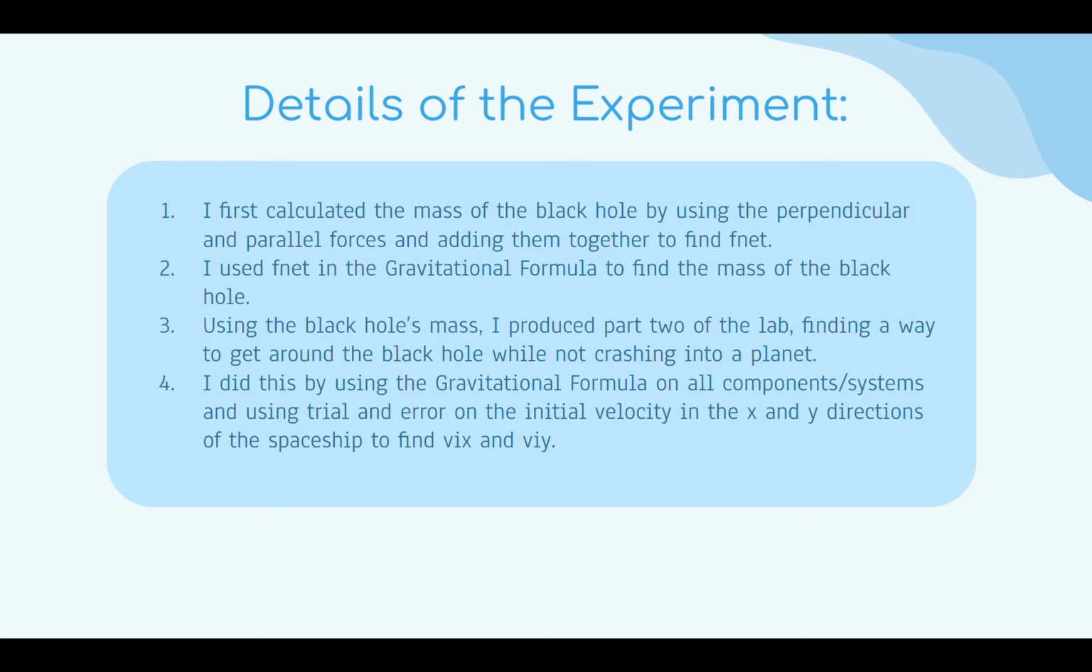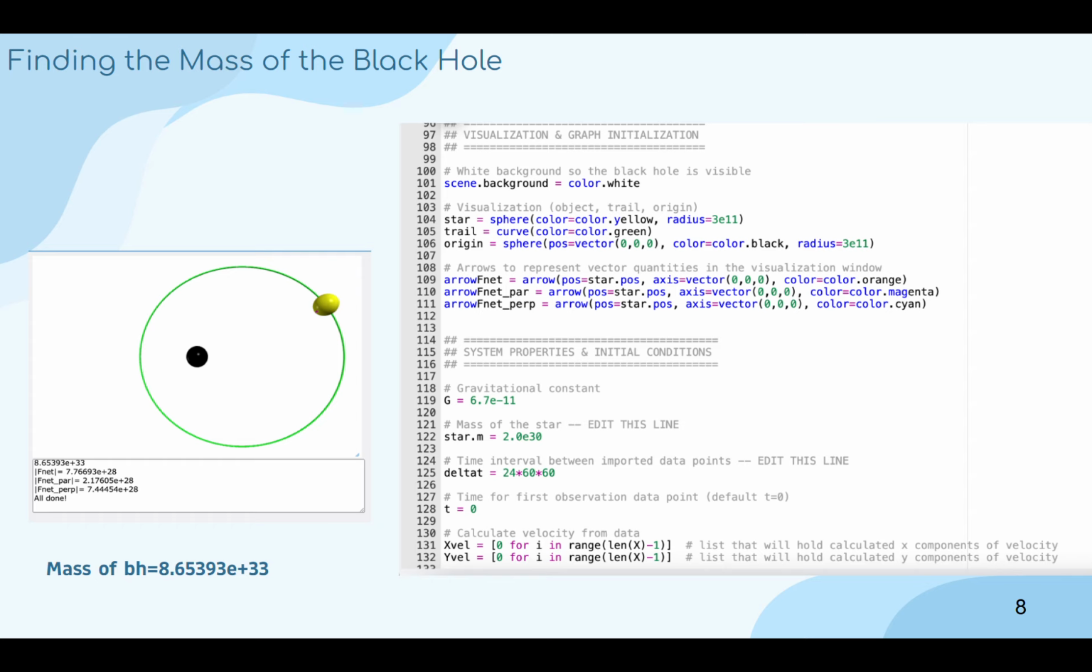So details about the experiment. I first calculated the mass of the black hole using the perpendicular and parallel forces, and I used F net in the gravitational formula to find the mass of the black hole. Using the black hole's mass, I produced part 2 of the lab, finding a way to get around the black hole and not crash into the planet. I did this by using the gravitational formula on all components and systems, using trial and error on the initial velocity in x and y directions to find VIX and VIY.